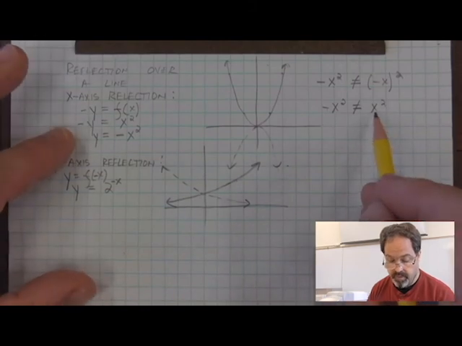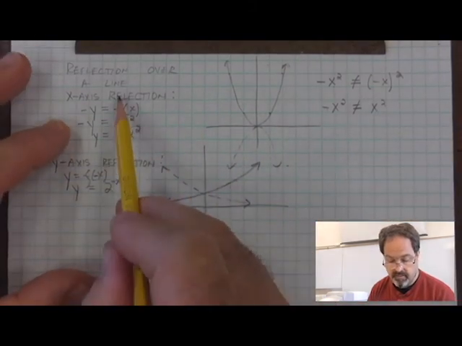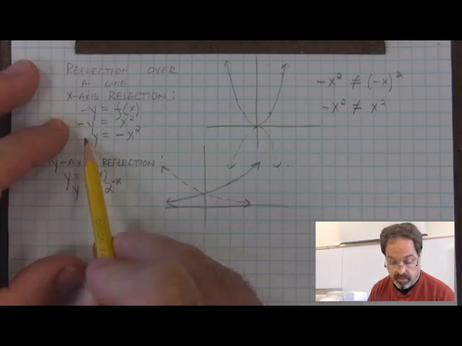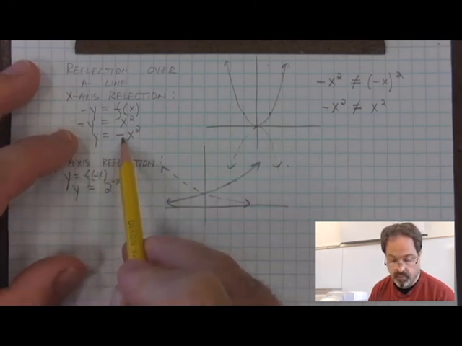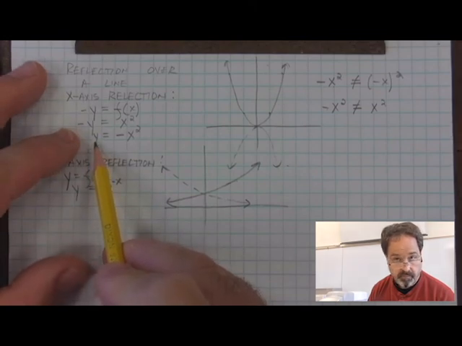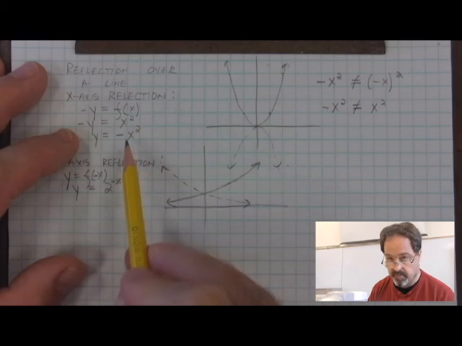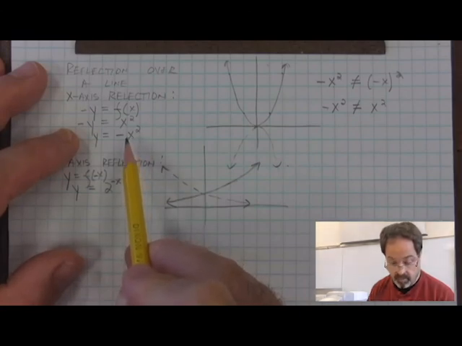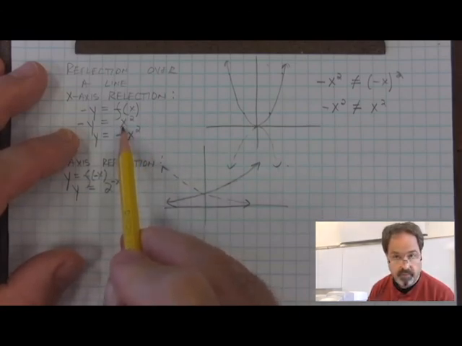Why do we remind ourselves of that? Because in the x-axis reflection where we made y negative, we moved the negative over to the other side because we're used to simplifying by solving for y. But in this case, it's not the same as making x negative. This negative x squared is not the same transformation as having made x negative first and then squaring.